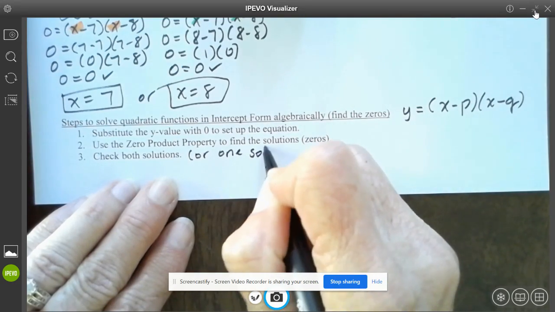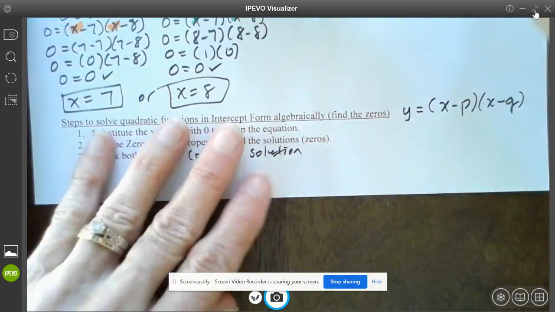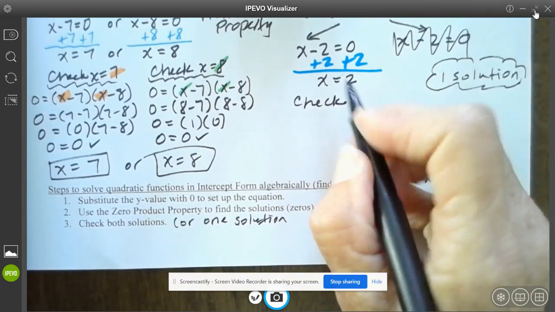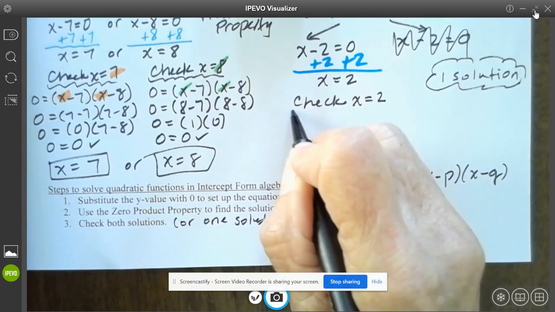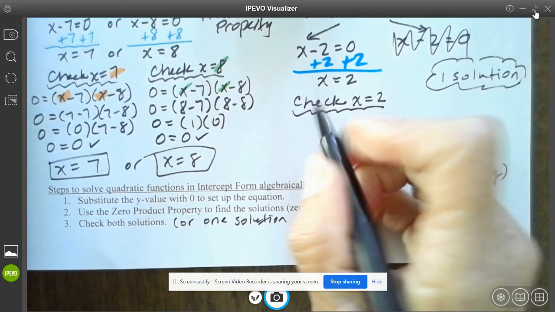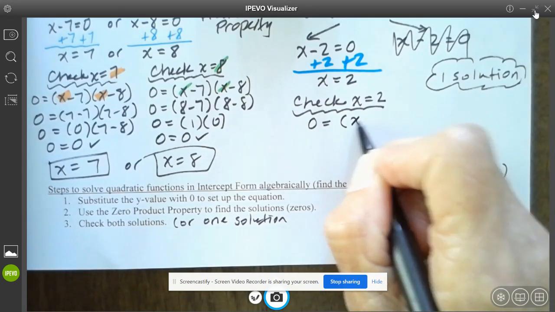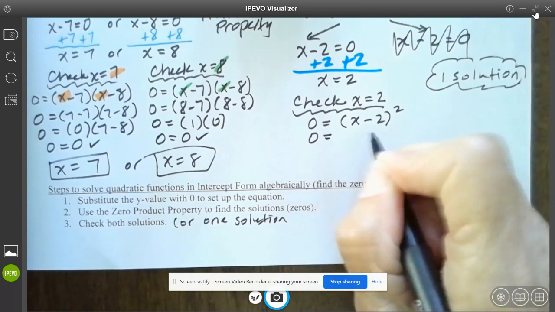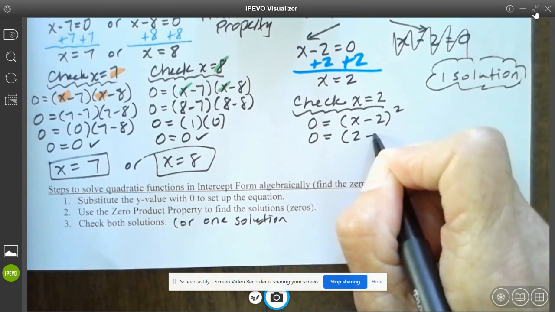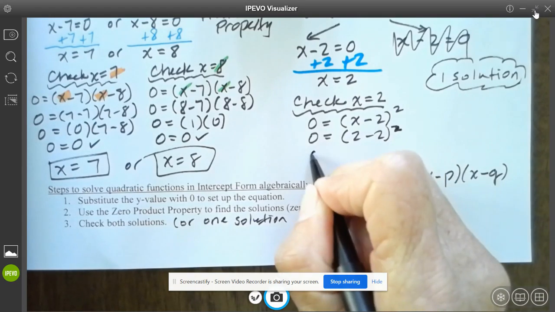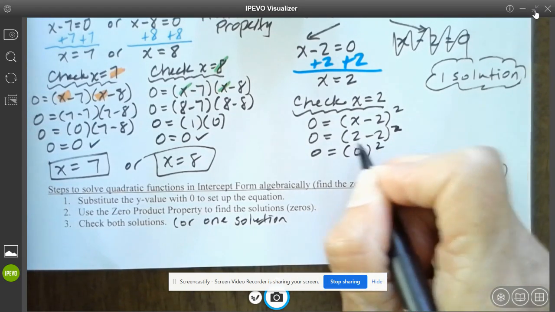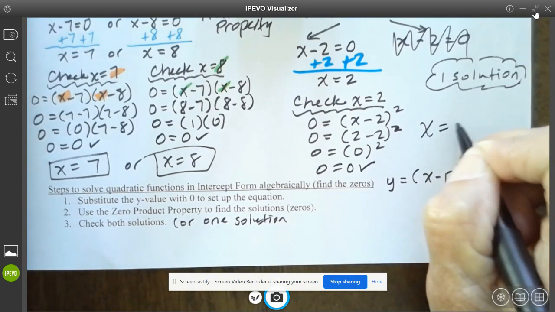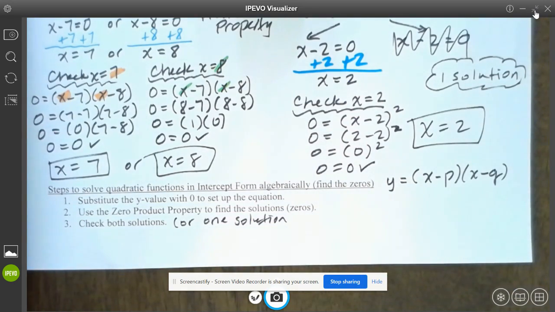Oh, guess what? I forgot to check the solution. Aren't you glad I went through this? Let's go back. I forgot to check. Let's check this one. Check x equals 2, and let's pray that it works. We go into the original one. Whenever you check, you go into your original equation, not the expanded one. 2 minus 2. Oh my goodness. Gosh, life is so great right now. What's 2 minus 2? It's 0. What's 0 squared? It is 0, and it works. So your answer is, ta-da, x equals 2, and I think I'm done.